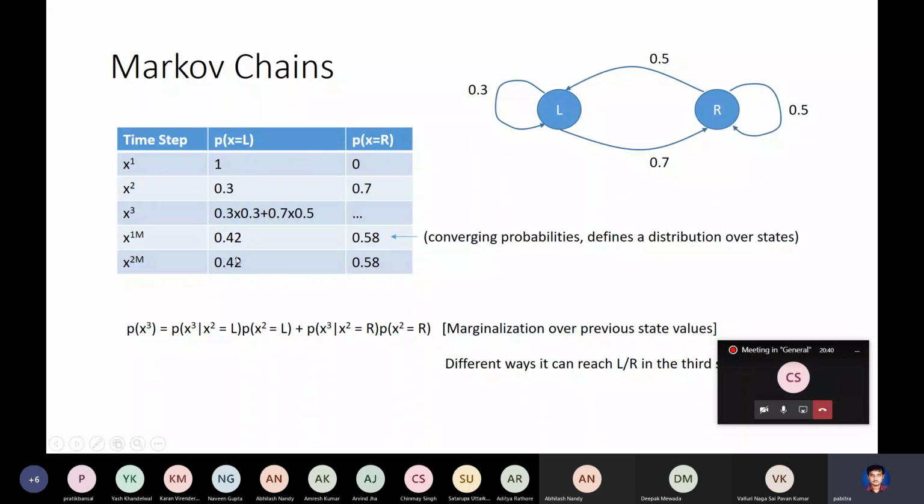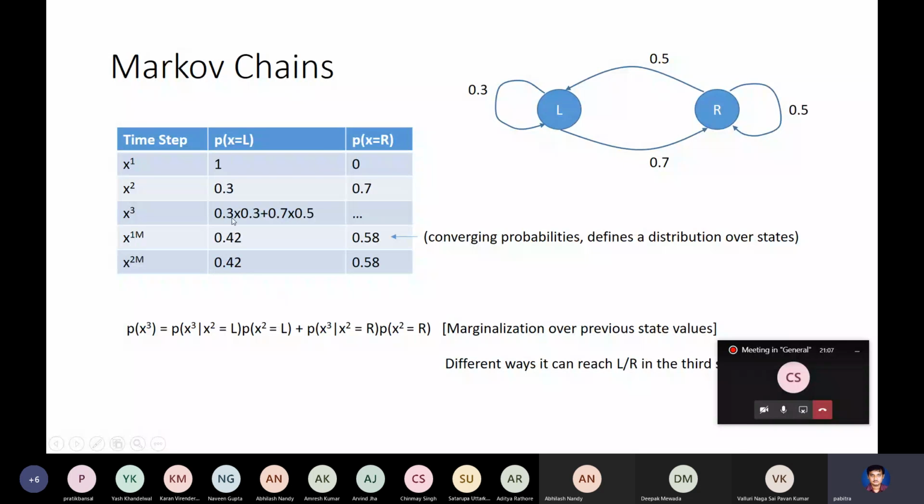So we write down this probability. Initially it's in the left state, so the probability of L is 1 and R is 0. Then you can easily calculate the probability of being in L and R respectively in the next time step. How do we do it? For state x2, it's simple. With probability 0.3, it will still be in state L, and 0.7, it will be in state R.